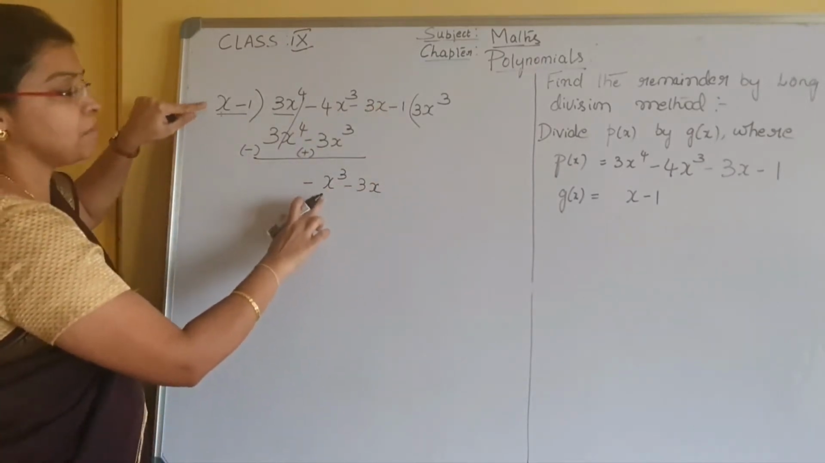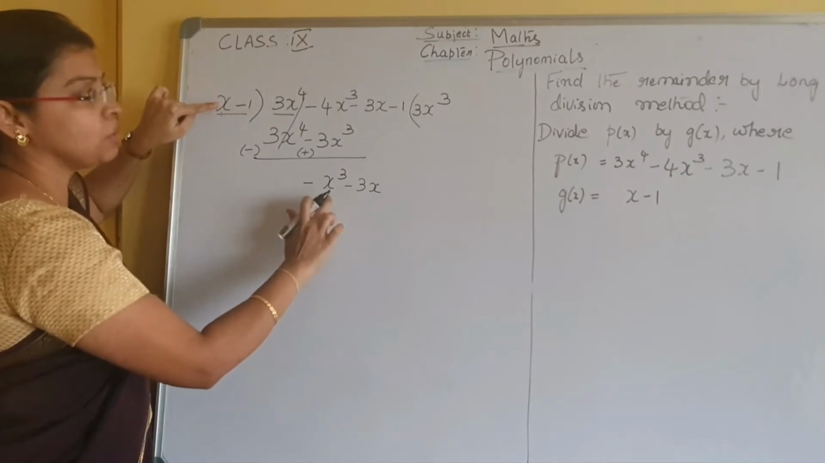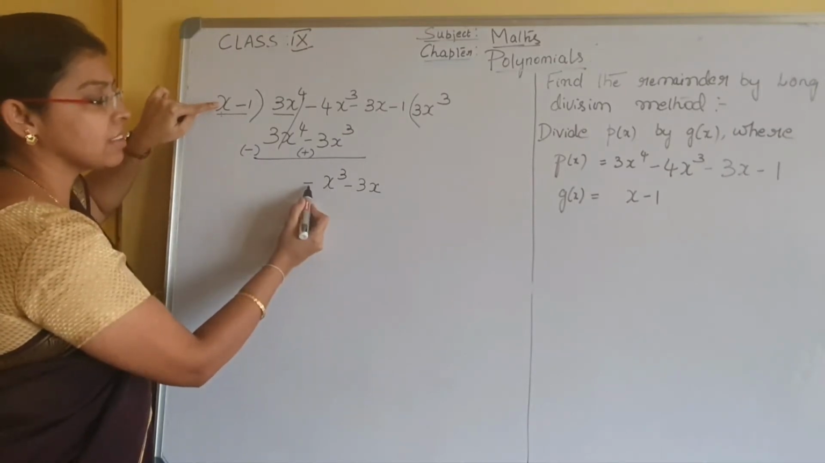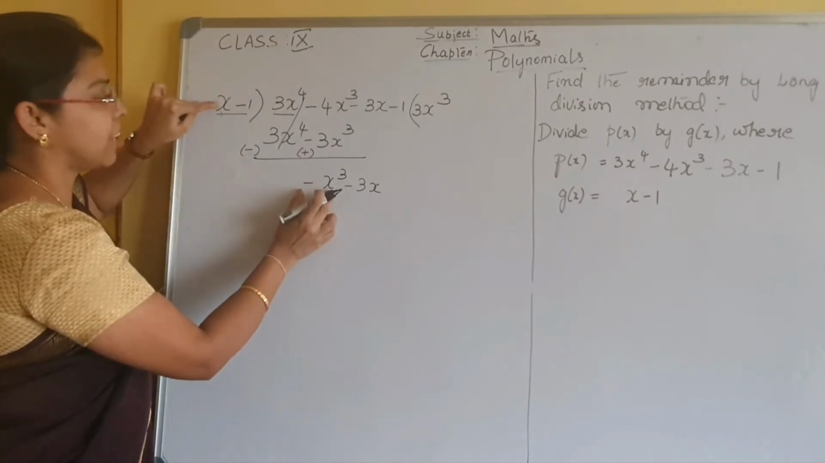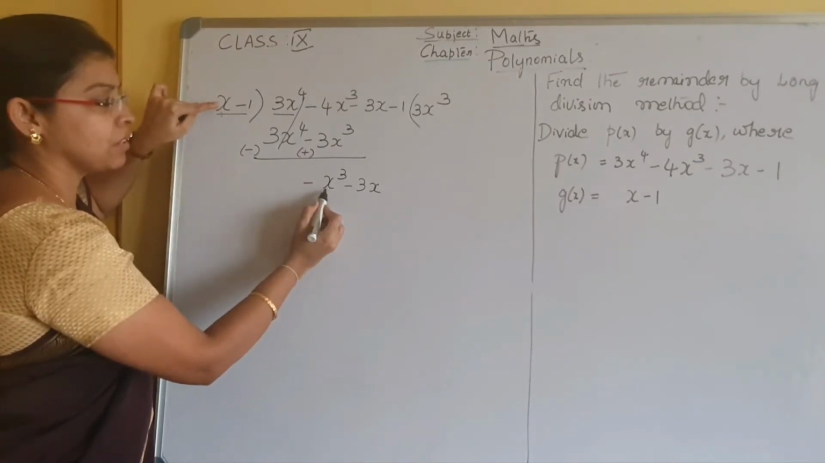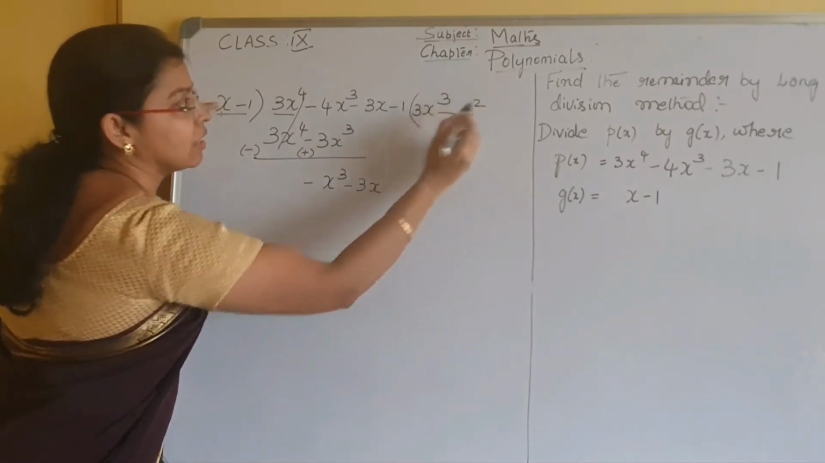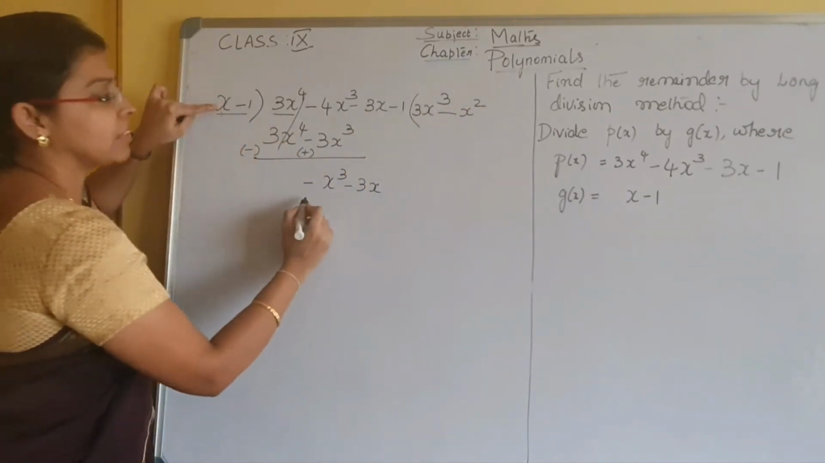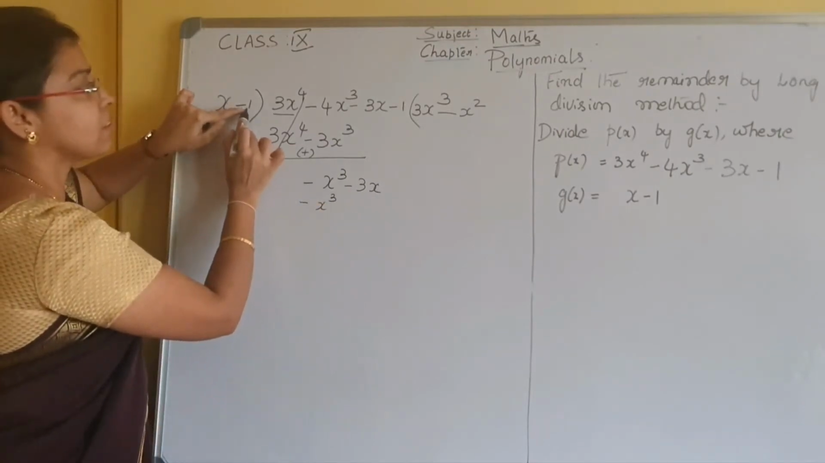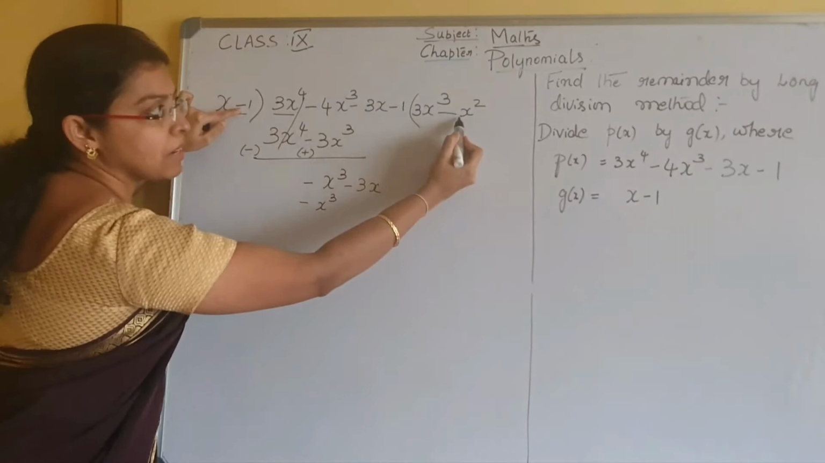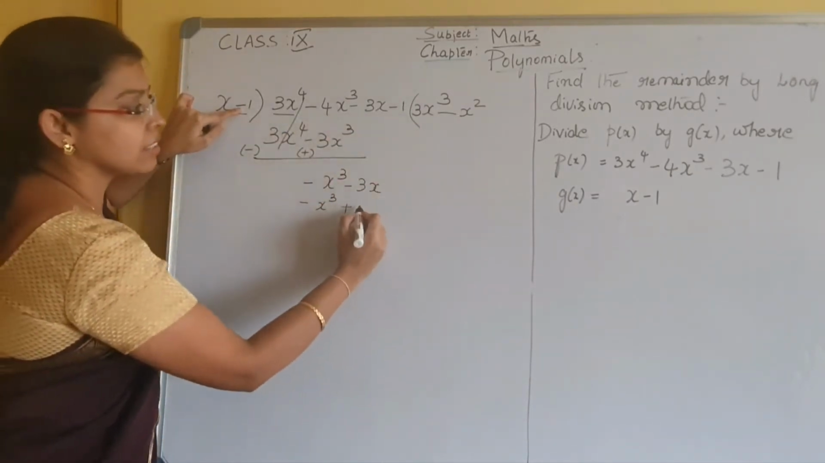Then do the same process, that is, with what will you multiply x to get x cube? But here it is also minus, so we need to consider that minus also. What will you multiply with x to get minus x cube? It should be minus x square. Minus x square into x will give you minus x cube, and we are left with this constant part, minus 1 into minus x square gives you plus, what is it?